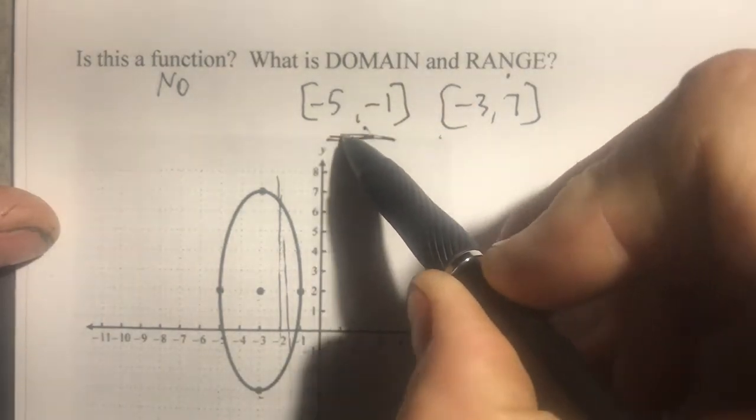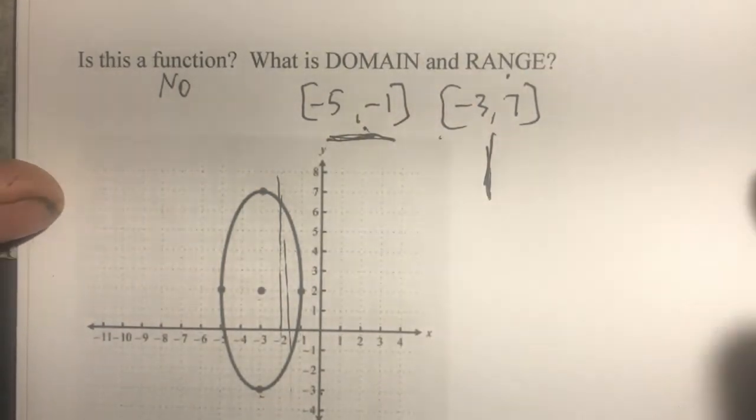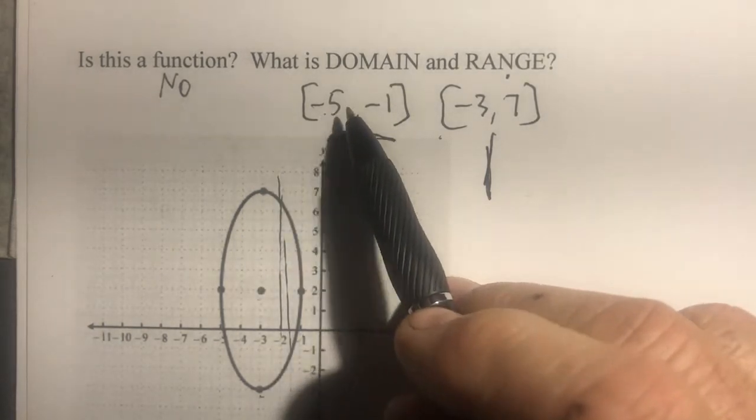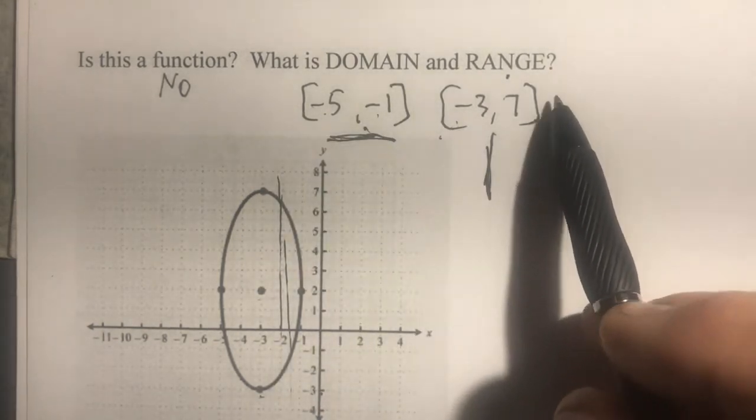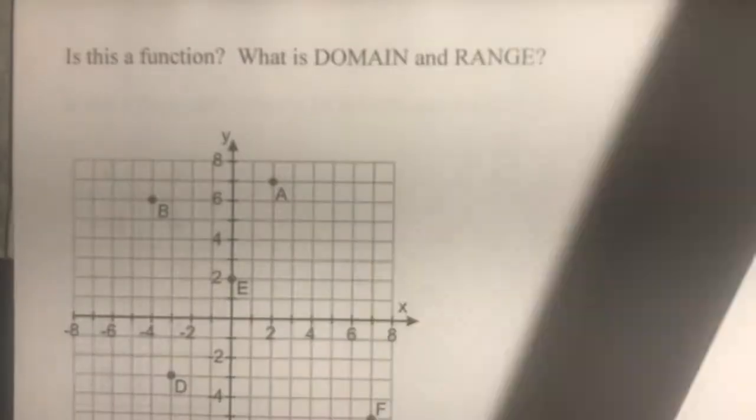Okay. Domain is left and right. Range is up and down. You always have your lowest value, highest value. Lowest value, highest value.